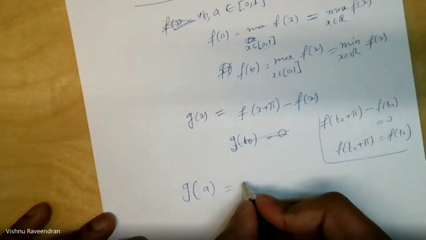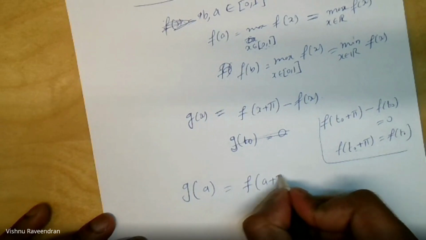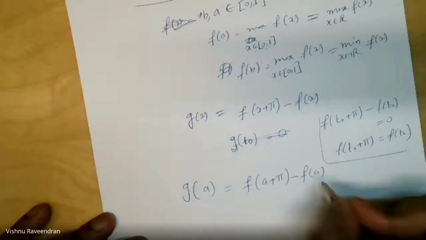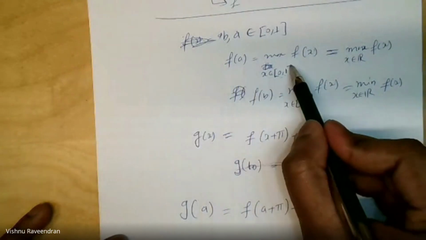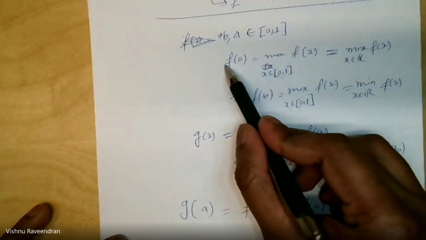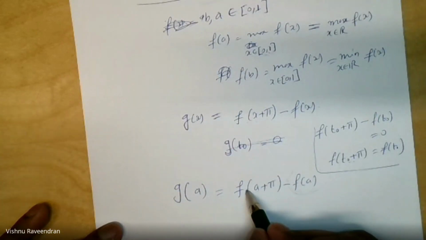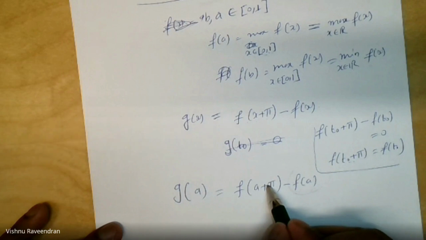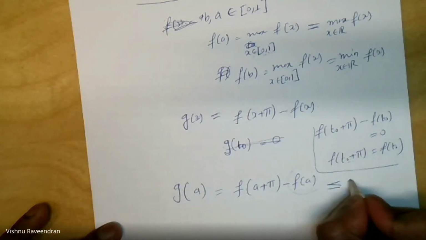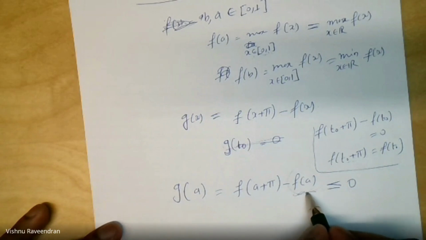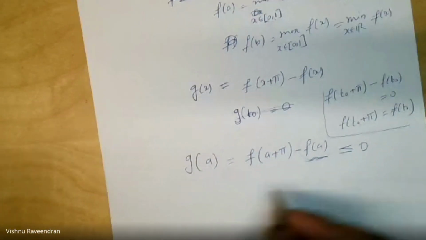So g of a will be f of a plus pi minus f of a. And you know this f of a will be the maximum of f. So f of a will be greater than or equal to f of a plus pi. So this will be less than or equal to 0, because this is the highest, biggest number.